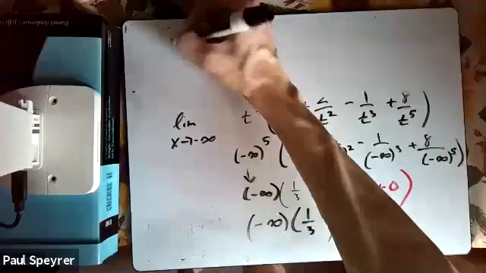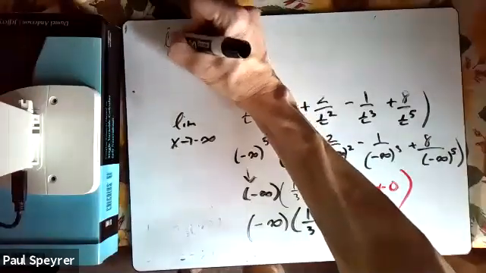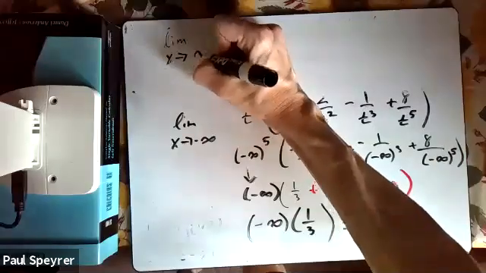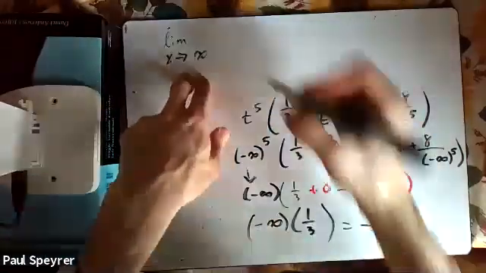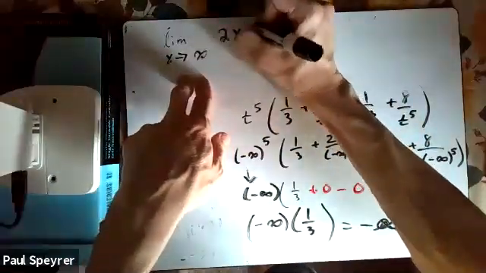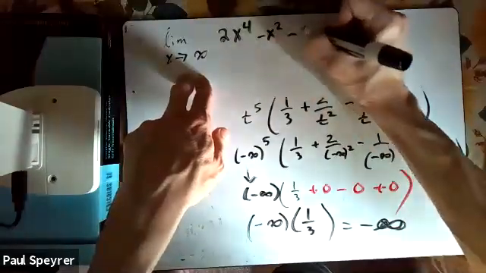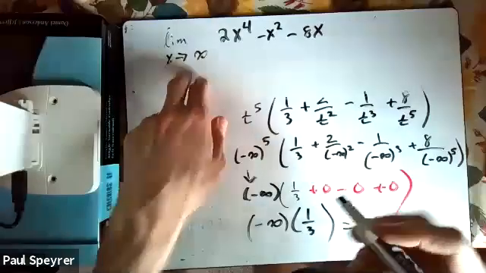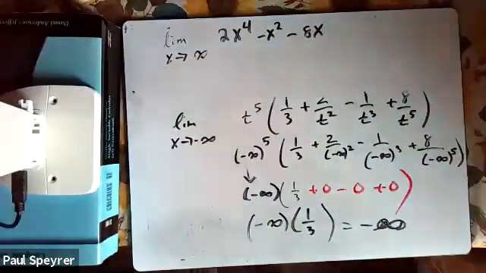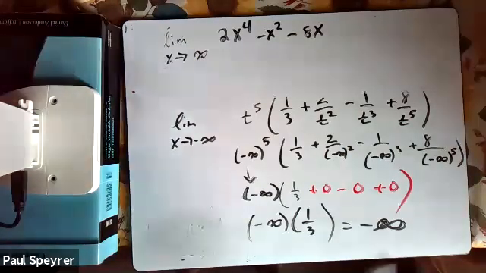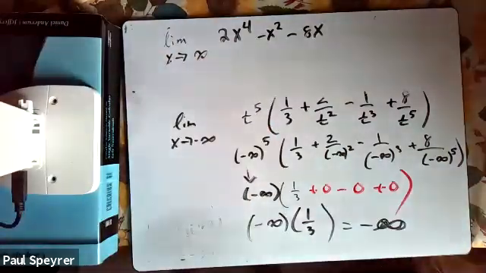Let's try another one. We'll say the limit as x approaches infinity of 2x to the fourth minus x squared minus 8x. The same like the last one, right? It's a polynomial. And this time we're looking at it as it goes towards positive infinity instead. Again, we can't just plug the infinity in because it's not a finite number.